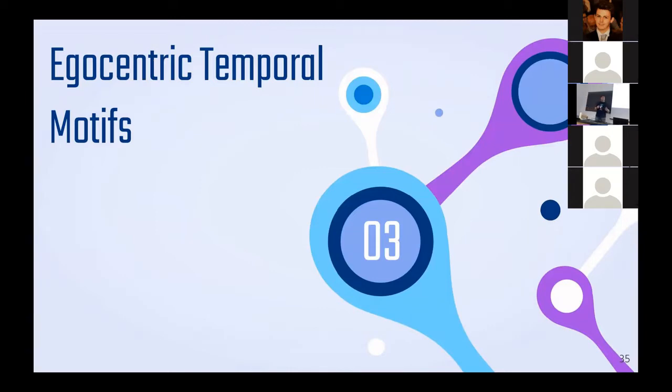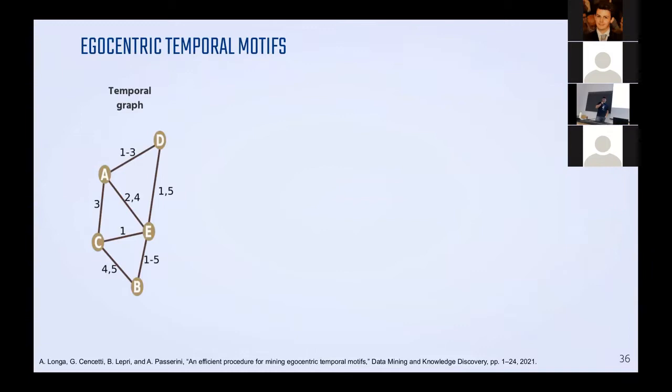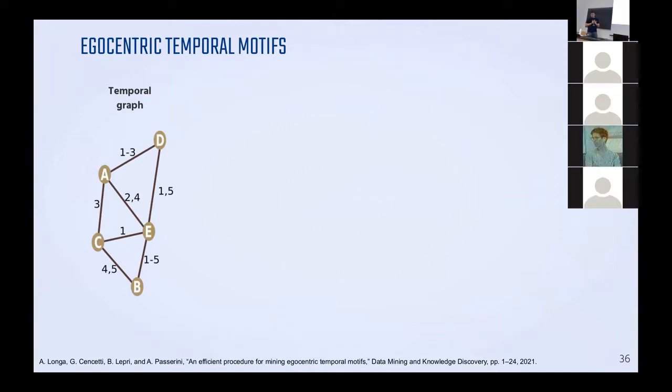So before, we said that normal motifs have the problem of counting all possible structures, and it is expensive. Here we are adding another layer of complexity, and so it becomes much more complex. So how can we solve this problem? Well, we propose this method called Egocentric Temporal Motifs that allows you to compute in a really fast manner if two substructures are identical or not.